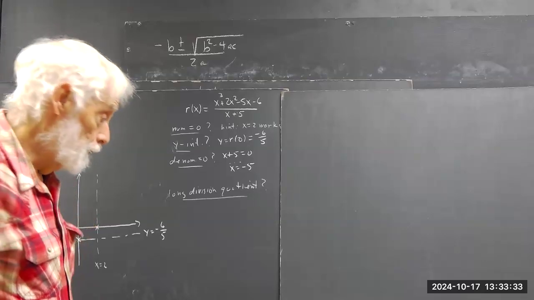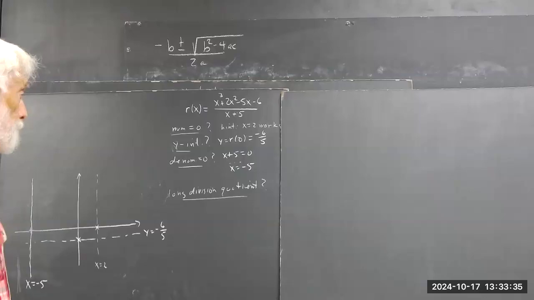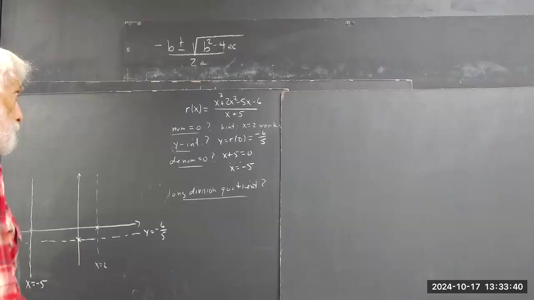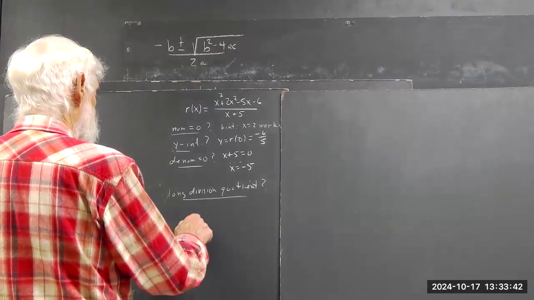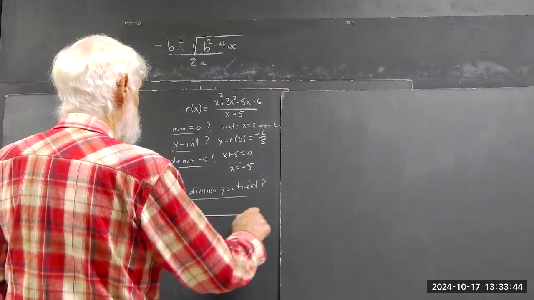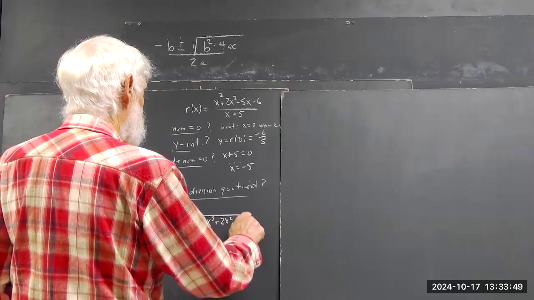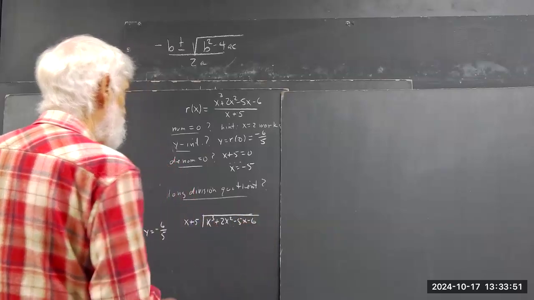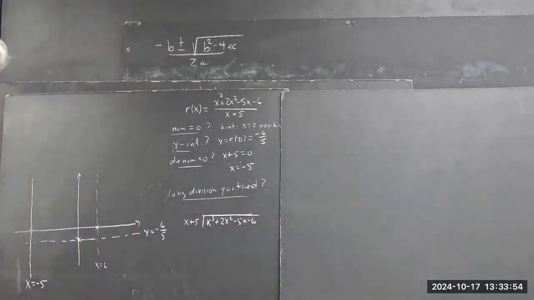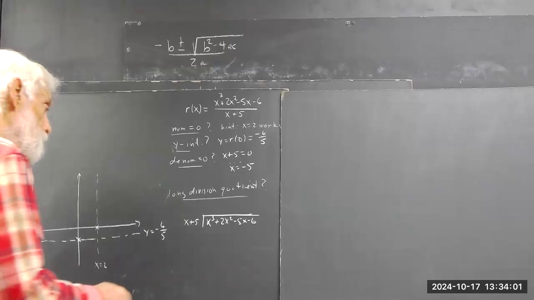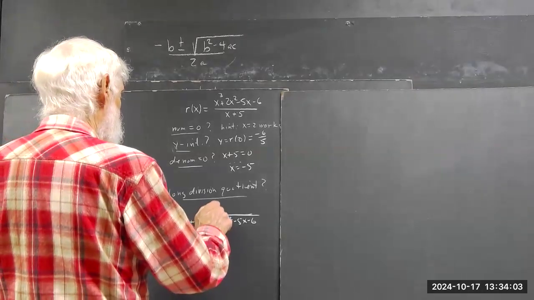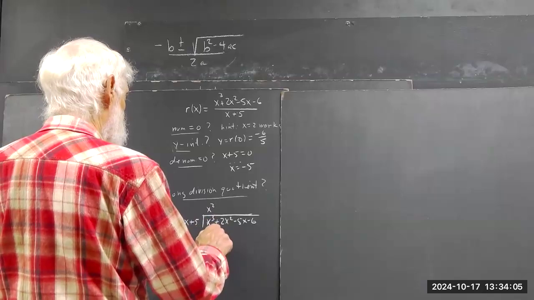Okay, we're going to see how that works. All right, so long division, well, we can go ahead and dispose of that. You get x plus 5 into x cubed plus 2x squared minus 5x minus 6. And you don't always have to do the long division to graph the thing, but it can often be helpful. So there's one thing that you want to take away from the long division.